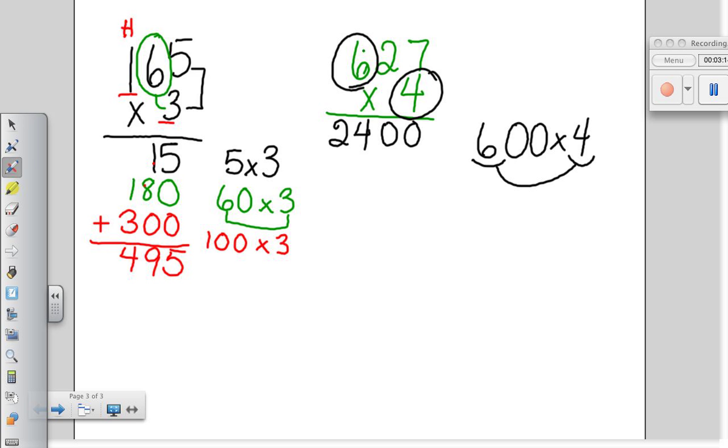Okay. The next column is the tens, so that 2 becomes 20, right? It represents 2 tens times 4. What is 2 times 4? Megan? 8, and it goes in the tens column, right? So it becomes 80.